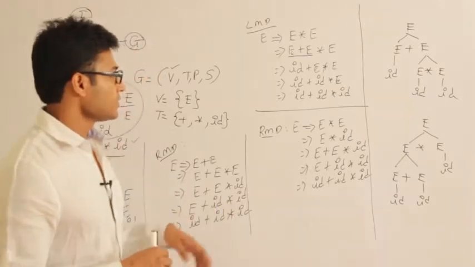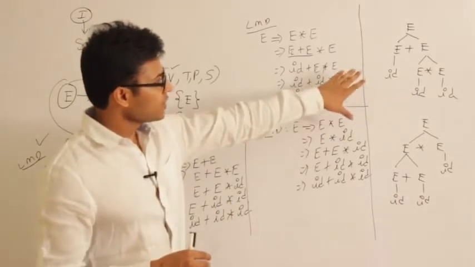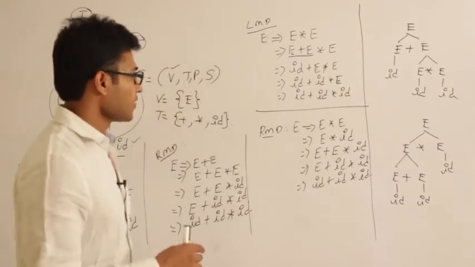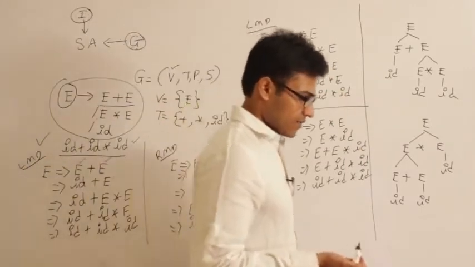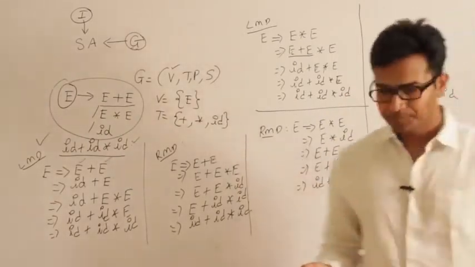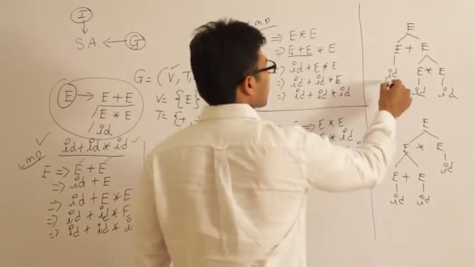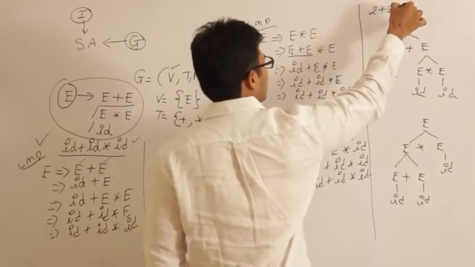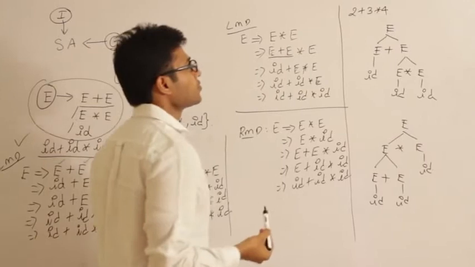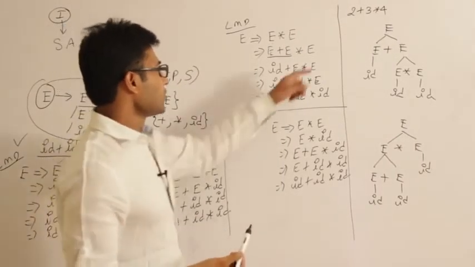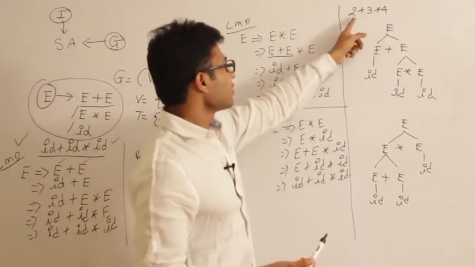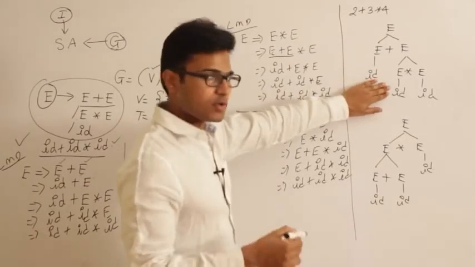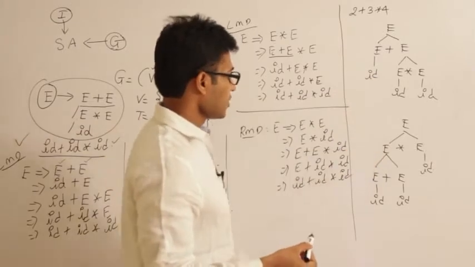Okay, so in these two parse trees, even though the output is showing it to be the required string, the evaluation is different. For example, if I have any input, let us say 2 plus 3 into 4, the output is supposed to be 14, isn't it? Output is supposed to be 3 into 4 is 12, 12 plus 2 is 14. Now if I use this tree, what is the output that is resulting? And if I use this tree, what is the output that is resulting?